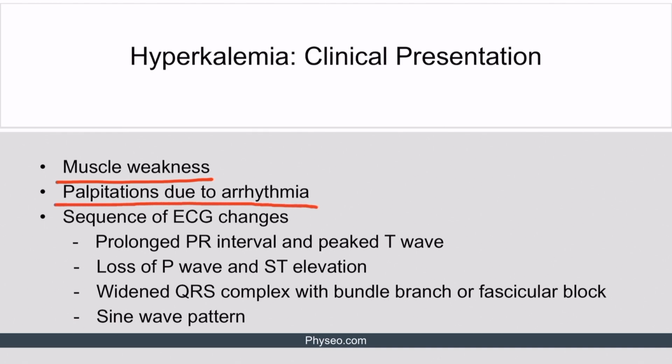There is a specific sequence of electrocardiographic changes associated with hyperkalemia. First, we have a prolonged PR interval and a peaked T wave. Then, the P wave is lost and we get an ST elevation. A widened QRS complex with bundle branch or fascicular block can occur if serum potassium levels rise further. Finally, the ECG shows the sine wave pattern in the setting of severe hyperkalemia.